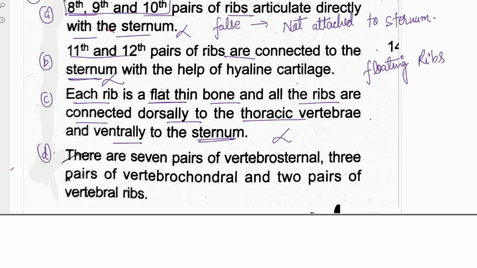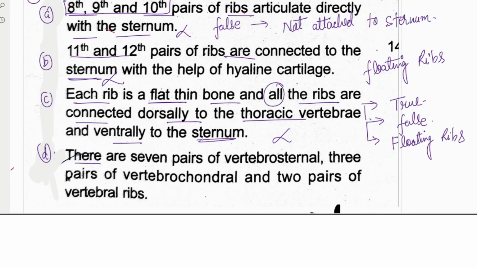Each rib is a flat thin bone and all the ribs are connected dorsally, yes, but not all are connected ventrally in the same way. Some are true ribs, which are attached directly to the sternum. Some are false ribs, which are not directly connected to the sternum but connect with the true ribs, like the 8th, 9th and 10th ribs, which attach with the true ribs, and the true ribs are attached with the sternum. And two pairs, the 11th and 12th pair, are the floating ribs. So here it is again incorrect.